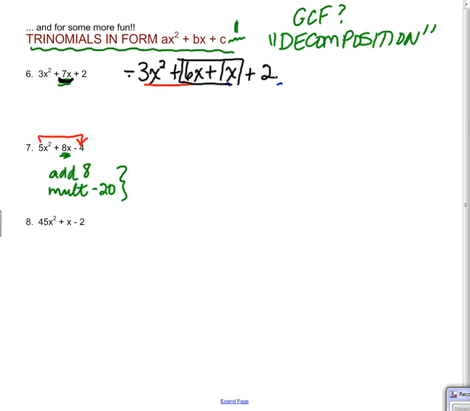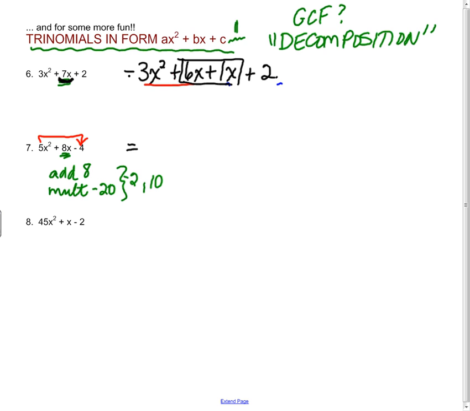So I'm going to rewrite my question as, oh, I haven't chosen my two numbers yet, sorry. Multiply to negative 20 and add to 8. Well, what multiplies to 20? 1 times 20, 2 times 10, 4 times 5. My numbers are going to be 2 and 10. And if I make the 2 negative, my numbers multiply to negative 20 and add to positive 8.